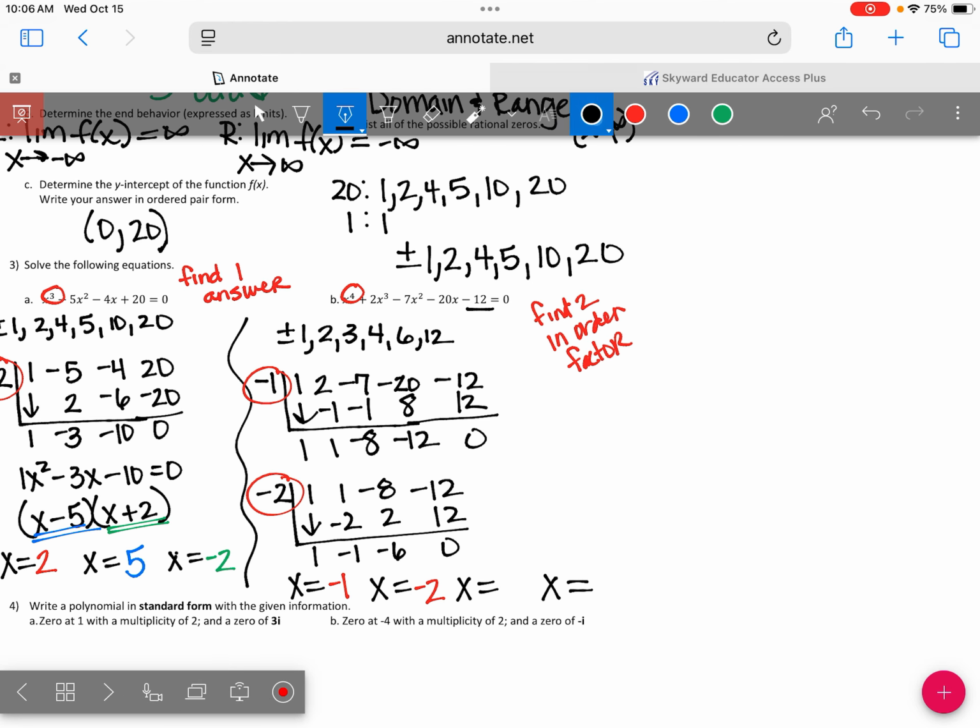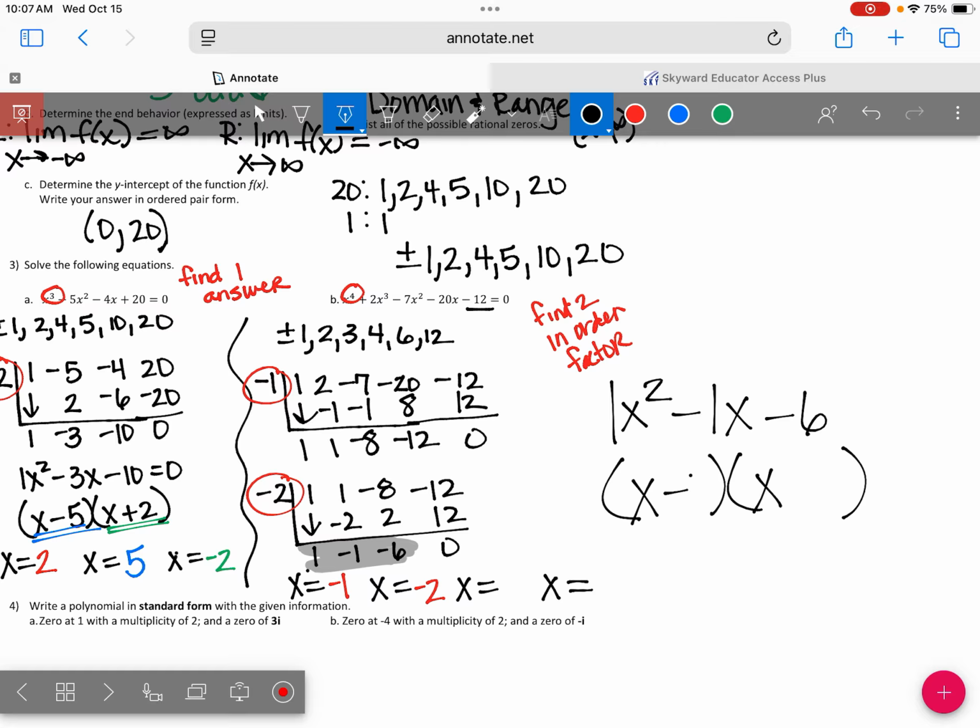Okay, so I'm going to take that x squared. I'm using these numbers here. So that would be 1x squared minus 1x minus 6. A is 1. Pause the video, go ahead and factor it. X minus 3 and x plus 2.